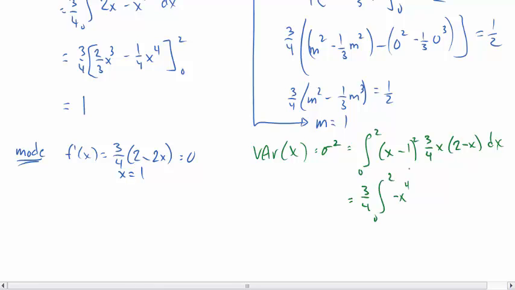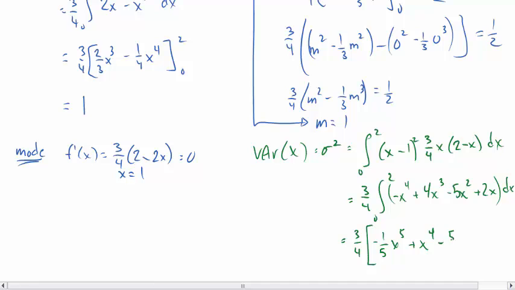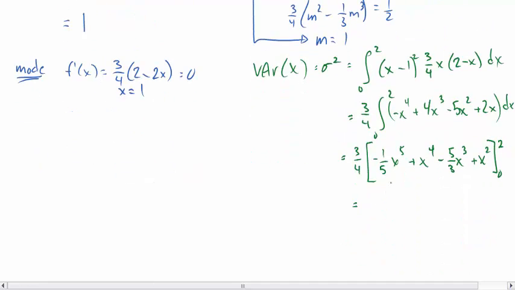And we can clean this up and expand, and we'll get 3/4 times the integral from 0 to 2 of negative x to the 4th, I'm expanding this here, plus 4x cubed minus 5x squared plus 2x dx. We take the antiderivative: negative 1/5 x to the 5th plus x to the 4th minus 5/3 x cubed plus x squared, evaluated at 0 and 2. When we substitute our limits of integration in, we get 0.2 as the variance, which means the standard deviation would be the square root of that number.